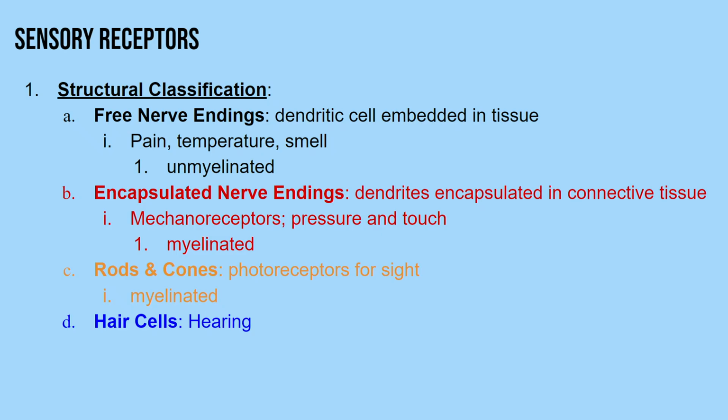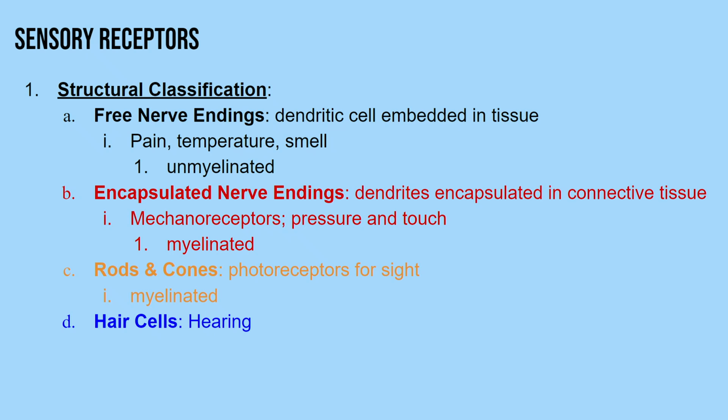Oh, that should be 3, but structural classification is the third. So this is basically based on, obviously, the structure of the sensory receptor. So the first 2 are neurons. Free nerve endings are dendritic cells embedded in tissue. So if you remember, that's the front of the neuron that receives the signal and then sends it down the axon to the axon terminal. So the dendritic cell is in the tissue and it senses pain, temperature, or smell, and those are unmyelinated. So they're free nerve endings, so they don't have myelin, they're free. You can remember it that way.